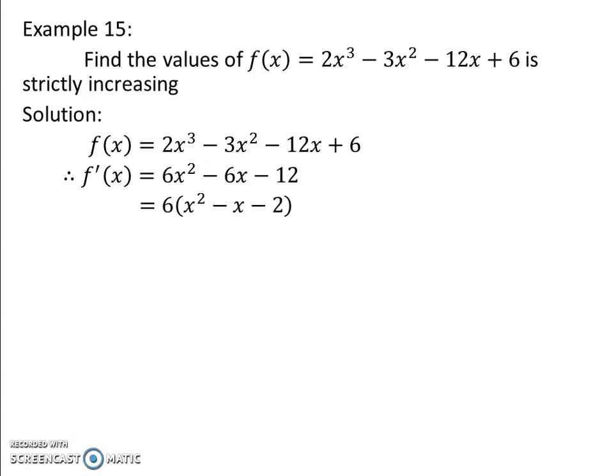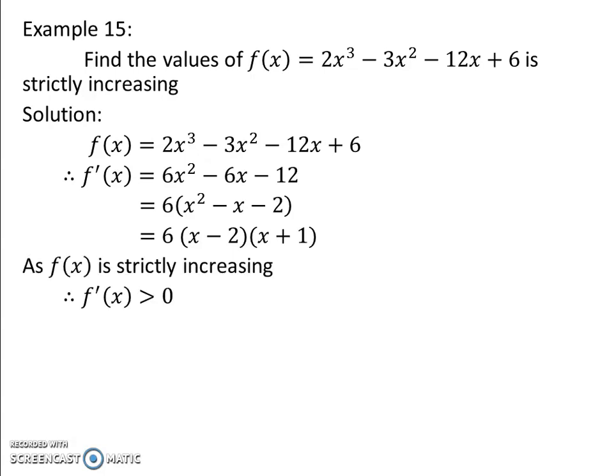So taking 6 common, we get x square minus x minus 2. The factorization of x square minus x minus 2 will be (x minus 2)(x plus 1). So f dash of x equals 6 into (x minus 2) into (x plus 1). As f of x is strictly increasing, therefore f dash of x is strictly greater than 0.